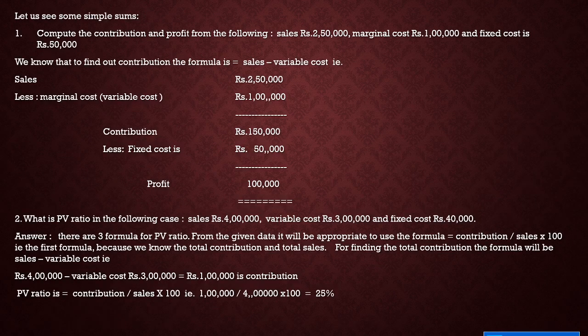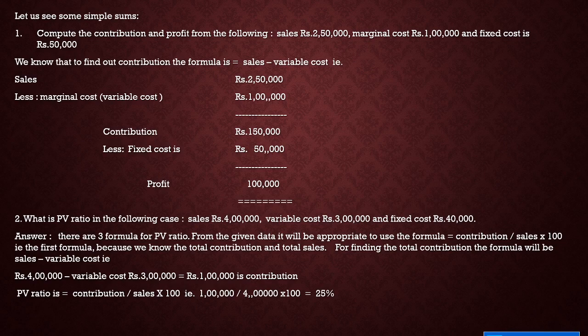Let us see some simple problems in working out this marginal costing chapter. Compute the contribution and profit from the following. The sales is given as 2,50,000. Marginal cost is nothing but the variable cost. It's given as rupees 1 lakh, and the fixed cost is given as 50,000 rupees.